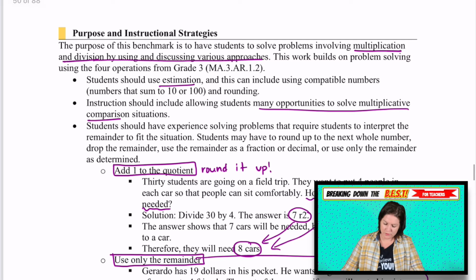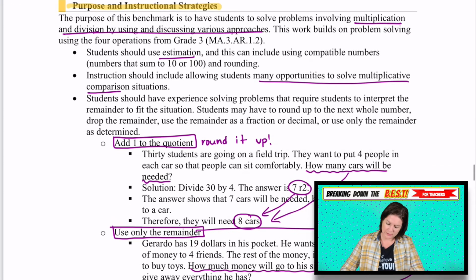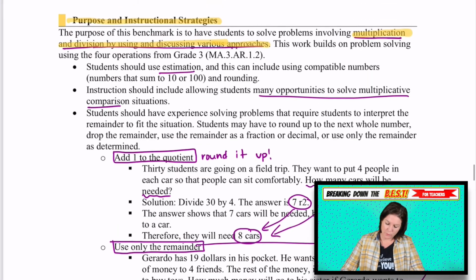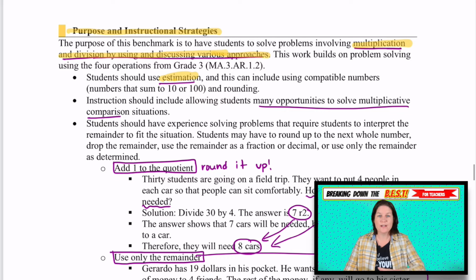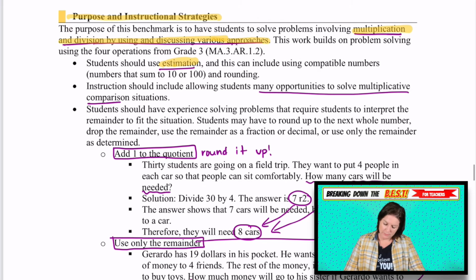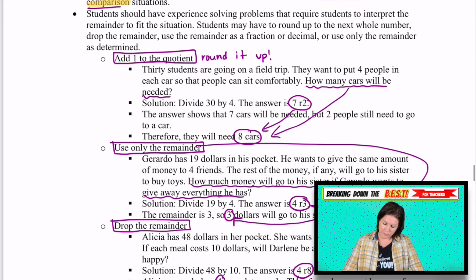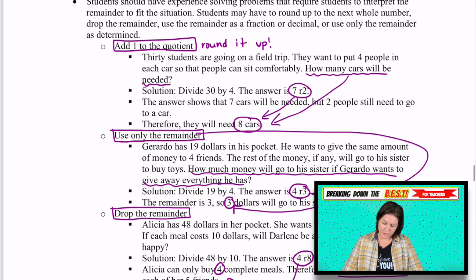Scrolling down to the purpose and instructional strategies section, it says that the purpose of this benchmark is to have students solve problems involving multiplication and division by using and discussing various approaches. We will be using estimation. So right now I'm just pointing out some things that jump out at me. Make sure we use estimation when we can, and allow many opportunities to solve multiplicative comparisons. Those are those times as many problems. This breaks down some more of what we do with a quotient.